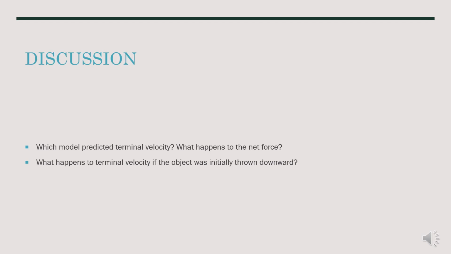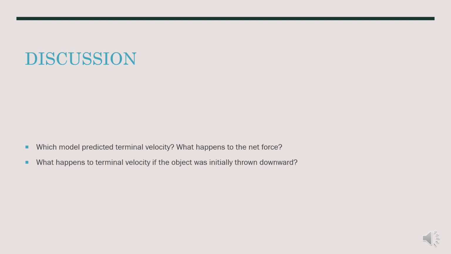Which model predicted a terminal velocity? A terminal velocity is reached when the drag force is equal and opposite to the force of gravity. Only the second computational model took into consideration the drag force, so it is the model that predicted a terminal velocity. In the model, it shows that it started to flatten and become a bit more linear, which can show that the object is approaching terminal velocity. The net force of an object becomes zero because the drag of the object cancels out the force of gravity.